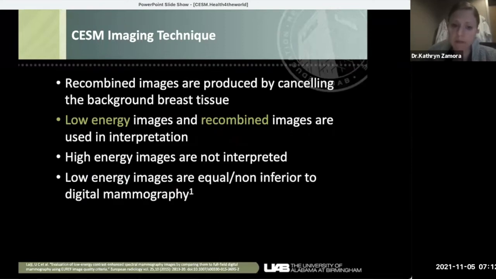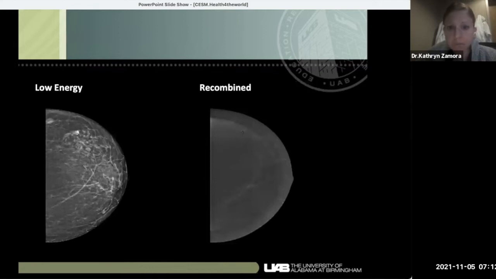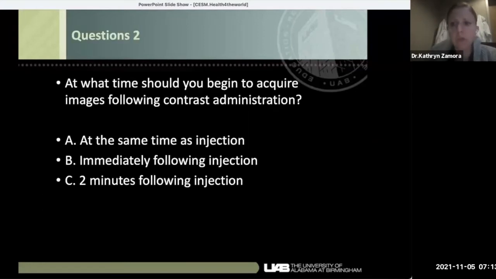And in our institution, they're not even sent to the PAC system. There have been studies that show that the low energy images are equal or non-inferior to standard digital mammography. Here's just a single example of a left CC view. You can see the low energy image here on the left looks just like a standard CC mammogram, and then the recombined image has the kind of subtraction appearance where you see a little bit of contrast in the vasculature, no suspicious enhancement. This was a negative examination.